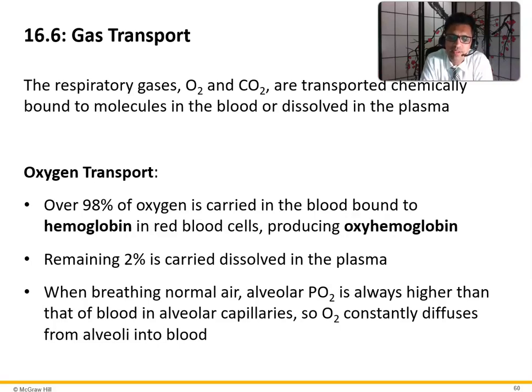Remember, blood is about 55% plasma. When breathing normal air, alveolar partial pressure of oxygen is always higher than that of blood in alveolar capillaries, so oxygen constantly diffuses from the alveoli into the blood. Okay, we just talked about that.